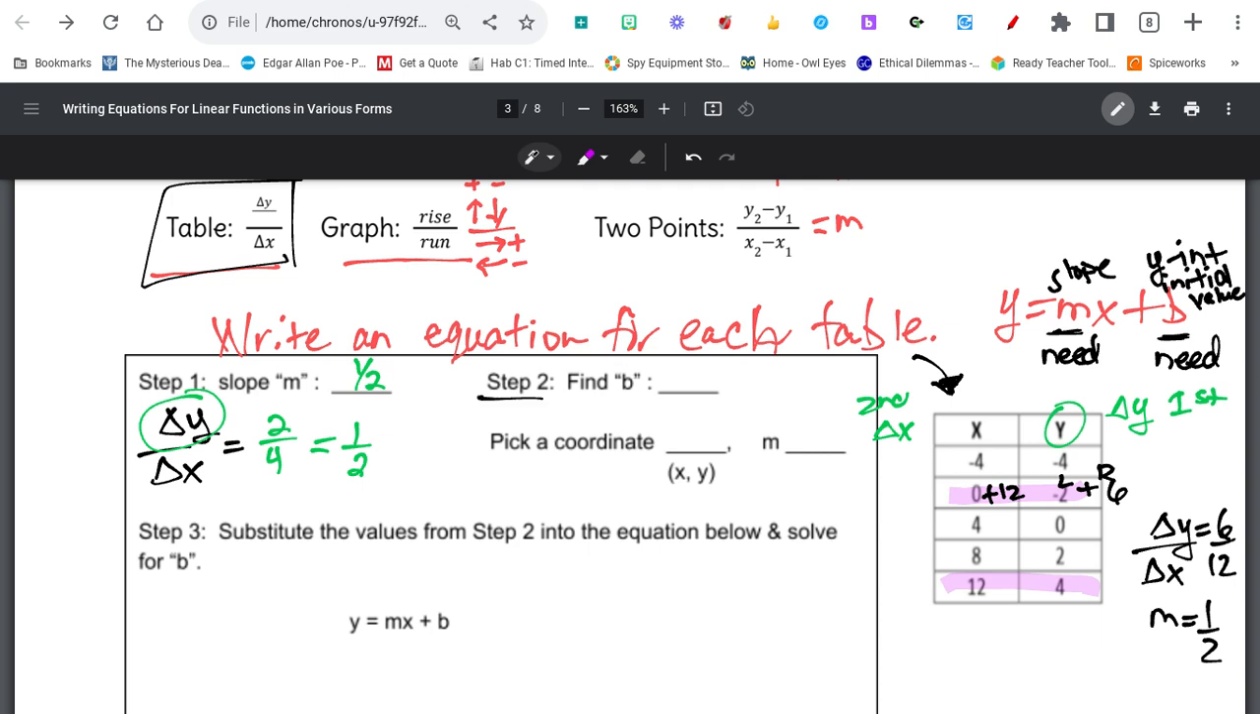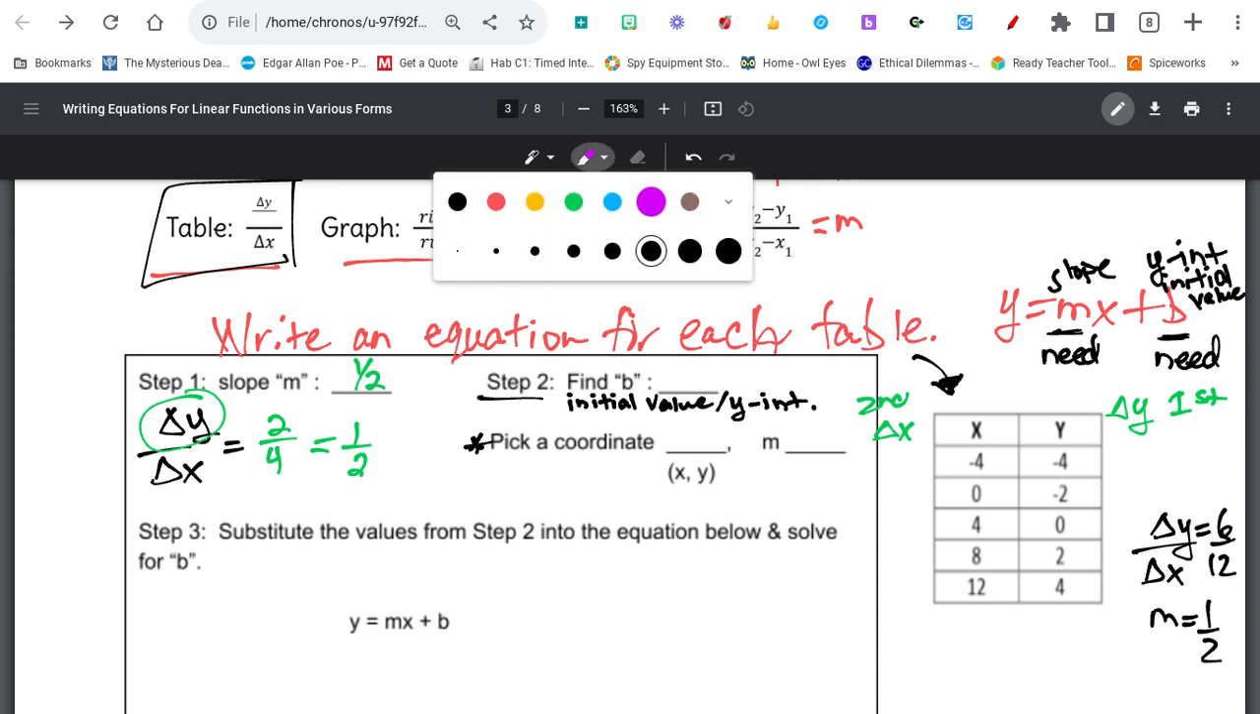All right, so I got my slope. And the next thing I need to do, step 2, is find b. Again, b is called our initial value in a real life word problem. Other than that, think of it as your y-intercept. So to find your y-intercept, it tells you some things right here. It says pick a coordinate. A coordinate is just an ordered pair. So I'm going to go over here and pick anything you want to. I don't care. Just pick one. And if you don't do well with negatives, please don't pick a negative.